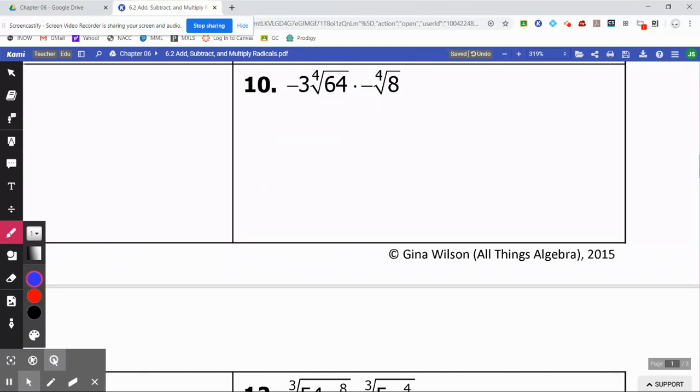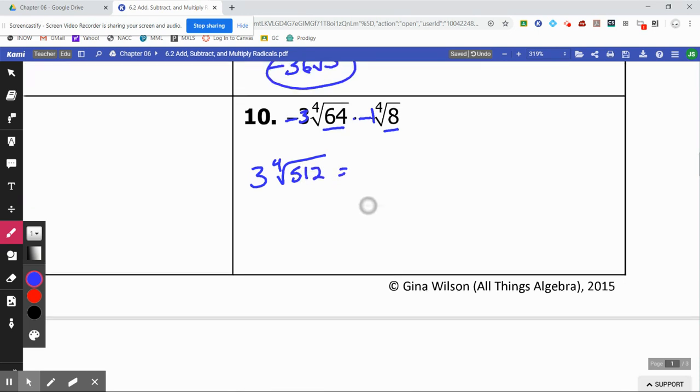Okay, number 10, multiplying coefficients, negative 3 times, there's a negative 1 understood to be here. Negative 3 times negative 1 is 3. And then you have the fourth root of 64 times 8, which is a 512. Now we have to find something we know the fourth root of inside of that 512. Let's see, here's the things I know the fourth root of. I know the fourth root of 16, which is 2 to the fourth.